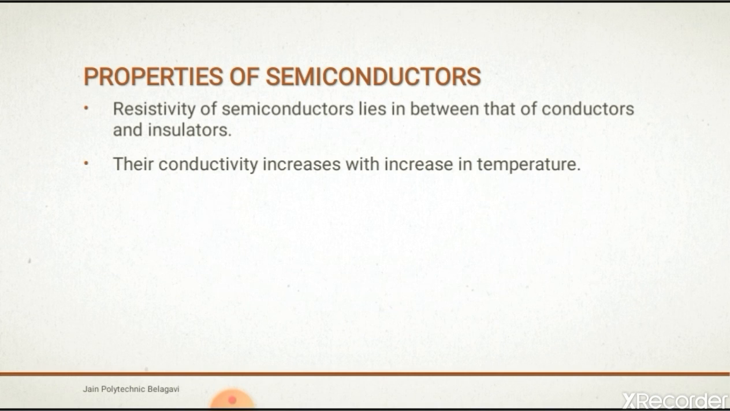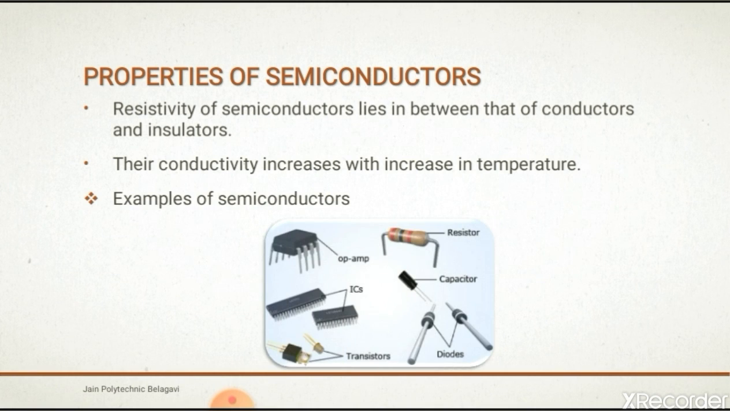Semiconductor is formed via covalent bonds. A semiconductor has a crystalline structure, the arrangement of atoms or molecules in an orderly manner. Examples of semiconductors: op-amp, ICs, resistors, capacitors, transistor, diodes. These are the examples of semiconductors.